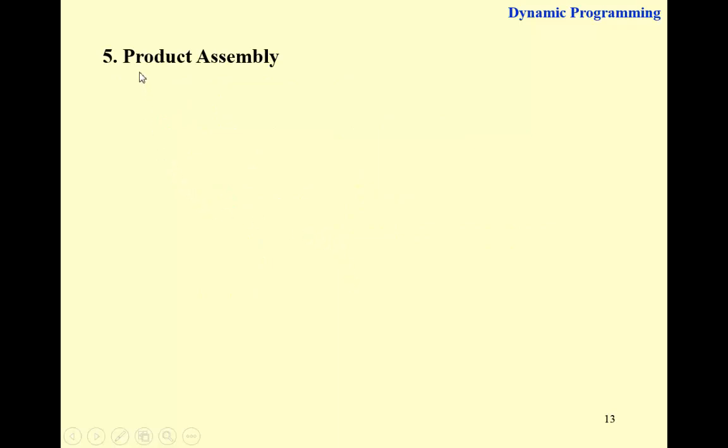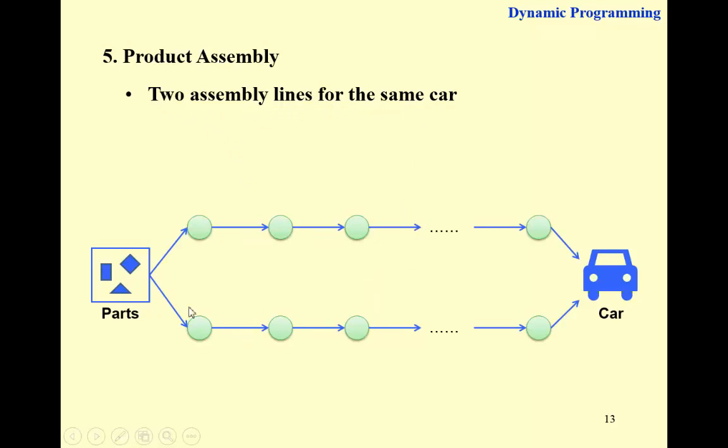Okay, our last problem is the product assembly problem. Product assembly is 产品组装, right? So we assume that we have two assembly lines for the same car, like this. Okay, we have several parts and we're supposed to assemble them and to produce the final car. And we have two different lines. And along each line, we have several stages. And we use different technology or time for each stage.